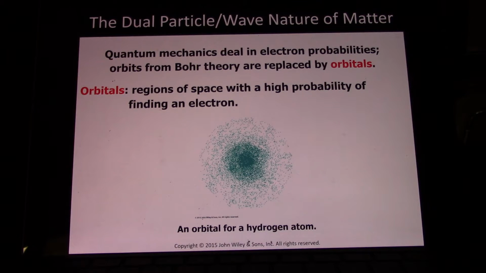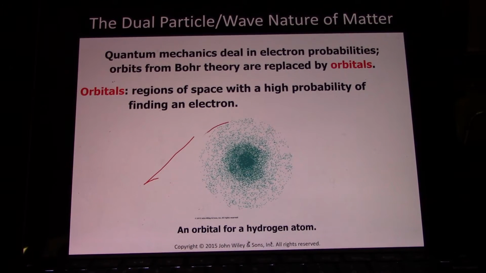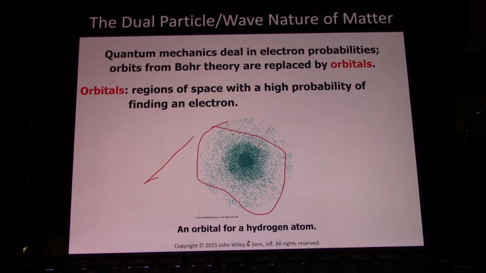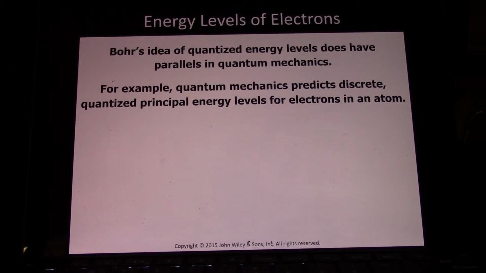So orbits, electron orbits, were replaced by orbitals, which are regions of space with a high probability of finding an electron. Inside of an orbital, there is a 90% chance of finding the electron. So for the hydrogen atom, there's a 90% chance that it's in here somewhere. There's a 10% chance that it's somewhere else. I mean, it could be in Kentucky, but there's a 90% chance that it's inside here. And quantum mechanics is built up of all these different probabilities.